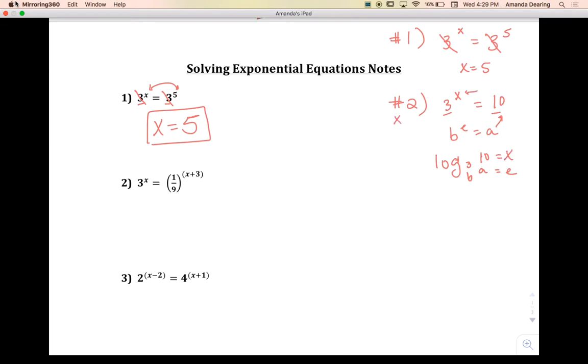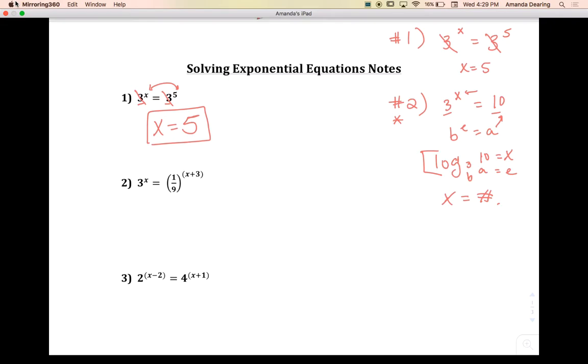So for these examples, it should be really simple because you would have to have a calculator to solve that log base 3 of 10. And then you tell me whatever that number is, that decimal, etc. So your biggest issue is going to be, can you make the bases the same?